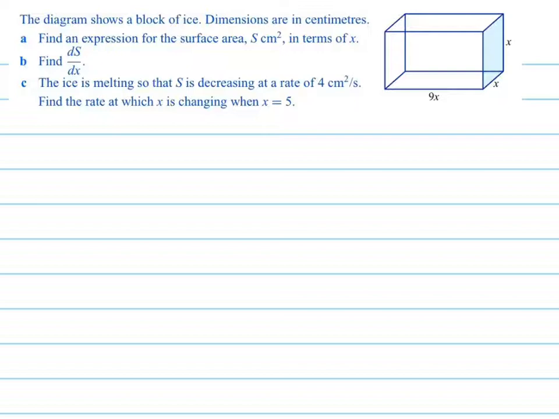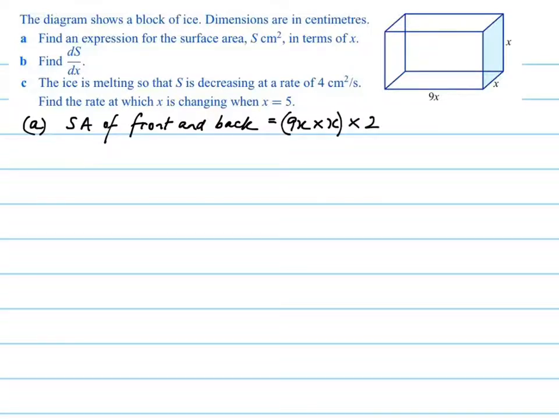Well, first of all, we better sort out part A, the surface area. Let's do the front and the back, because it's a prism, which has constant cross-sectional area all the way through it, so it's easy to work out. The front will be the same as the back. So what's that going to be? 9x times x, times 2 because there's a front and a back, and that gets us 18x squared.